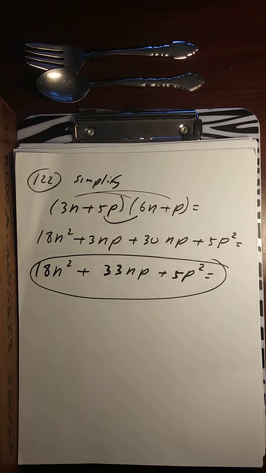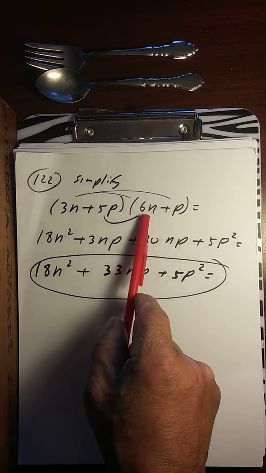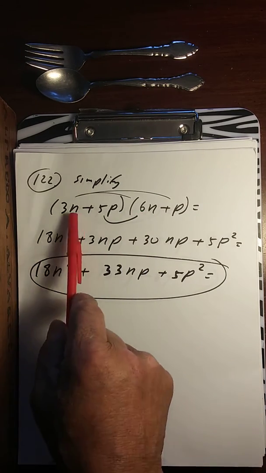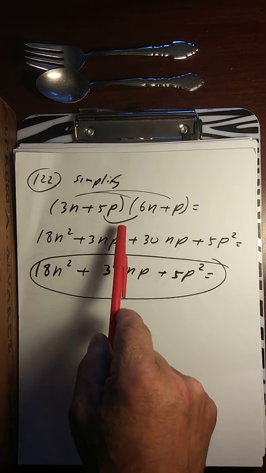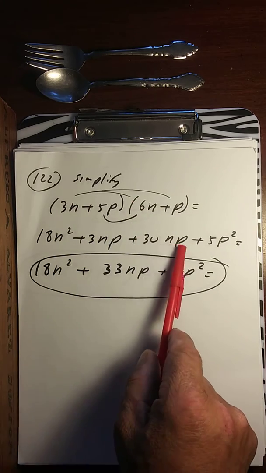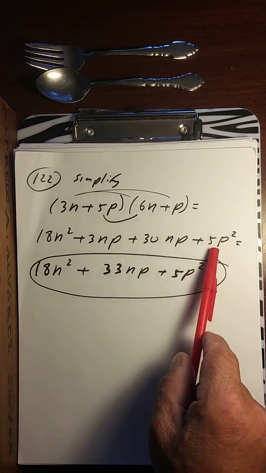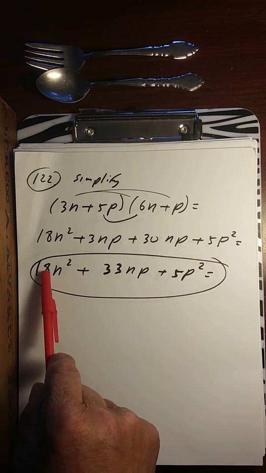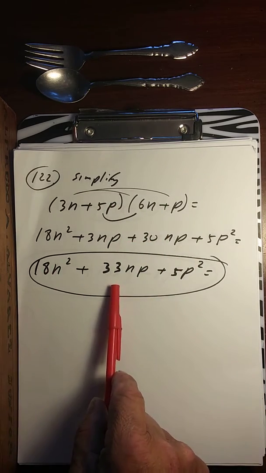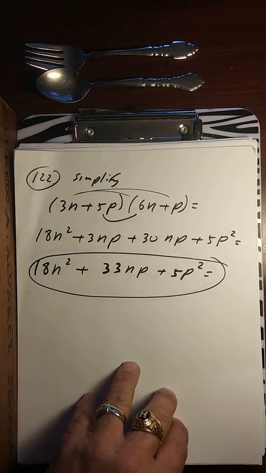Next one, we're going to put in 3n times that is 18n squared. That one times that one is 3np. That times that is 30np or pn, either one, plus 5p squared. So 18n squared, this one's added together is 33np plus 5p squared.